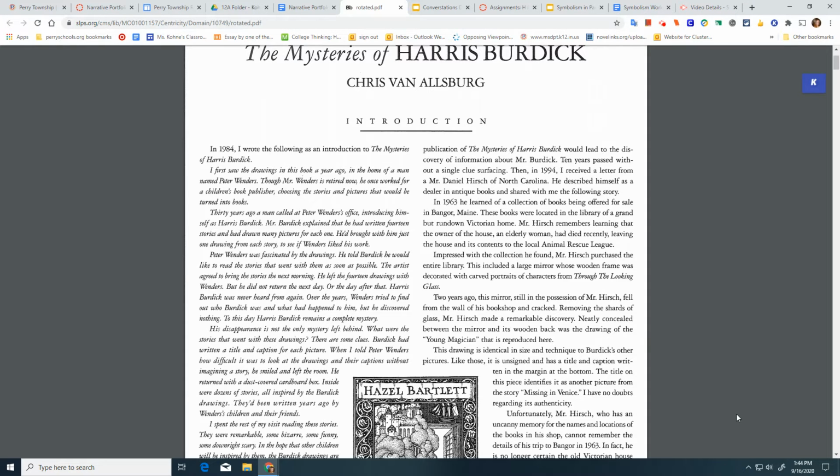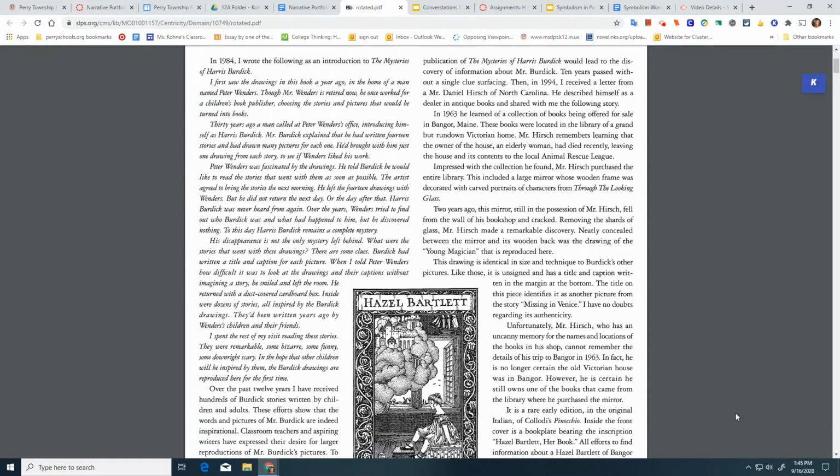In 1963, he learned of a collection of books being offered for sale in Bangor, Maine. These books were located in the library of a grand but run-down Victorian home. Mr. Hirsch remembers learning that the owner of the house, an elderly woman, had died recently, leaving the house and its contents to the local Animal Rescue League. Impressed with the collection he found, Mr. Hirsch purchased the entire library. This included a large mirror whose wooden frame was decorated with carved portraits of characters from Through the Looking Glass.